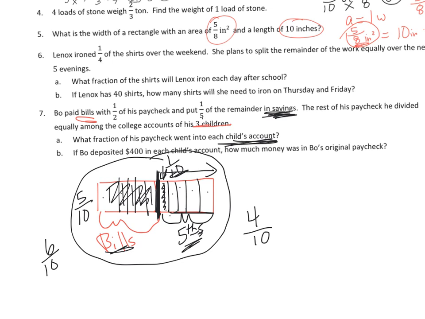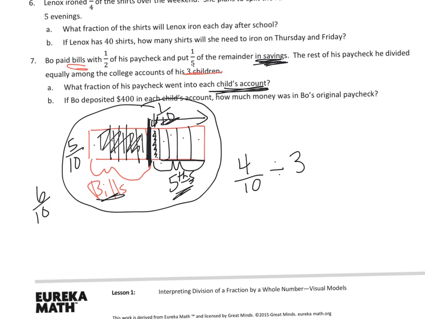So I gotta break that up evenly among the 3 kids. So I'm gonna divide it by 3. Now I could draw a diagram for this, or I could say that I know that when I'm dividing by 3, it means I'm taking 1/3 of the number. So I'm taking 1/3 of 4/10. And I know that when I take 1/3 of something, I'm actually multiplying. So 1 times 4 is 4. 3 times 10 is 30. So each kid will get 4/30ths of his paycheck.